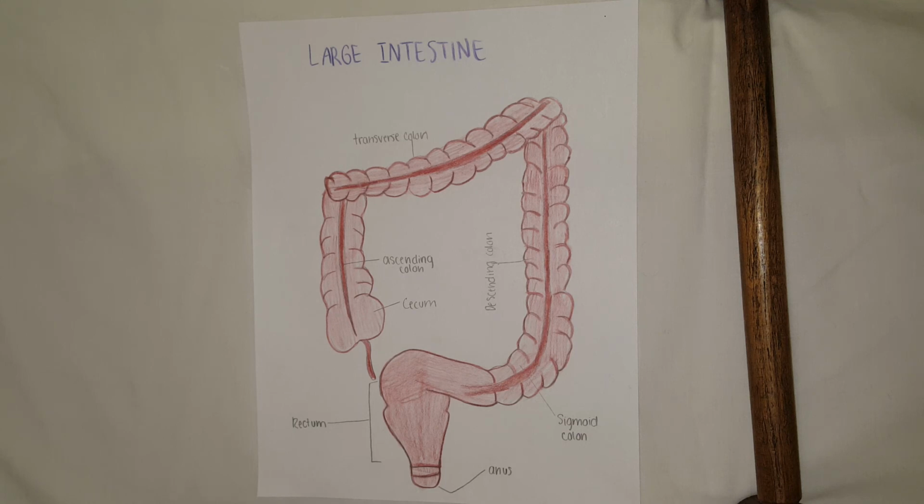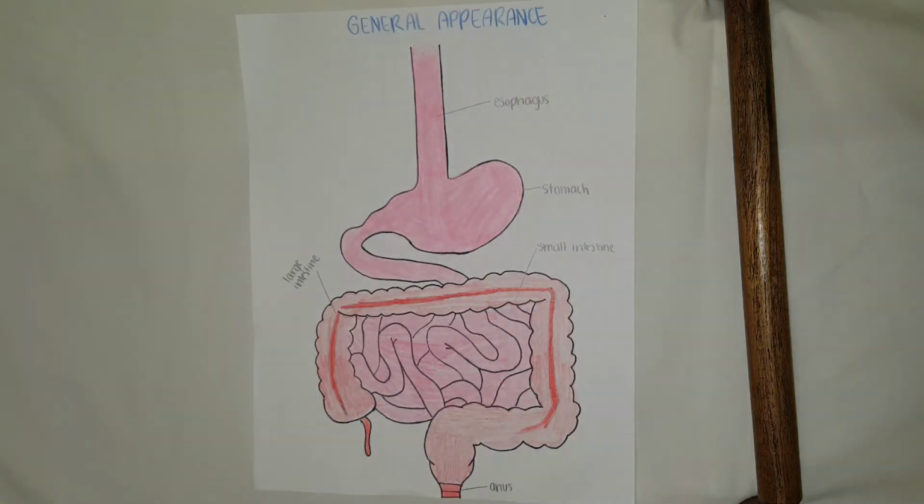Both the small intestine and the large intestine have goblet cells, but they are abundant in the large intestine. About 99% of the large intestine and feces flora are made up of obligate anaerobes. And last, here is a general appearance.